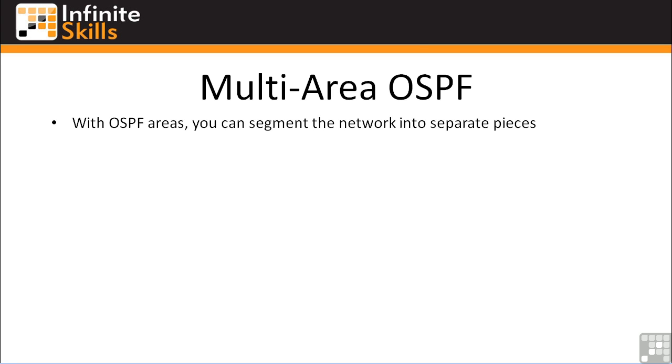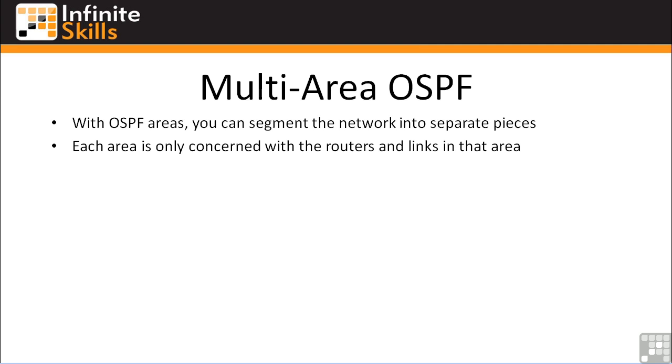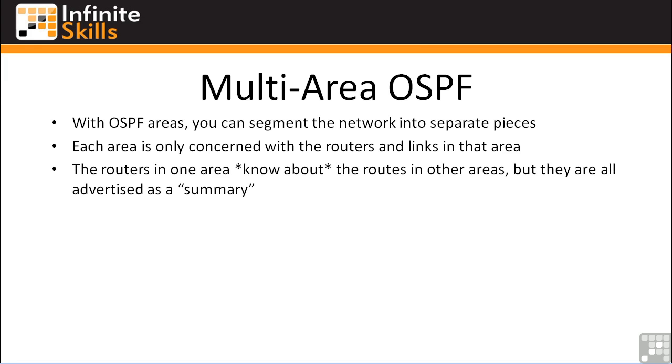With OSPF areas, you can segment the network into separate pieces. Each area is only concerned with the routers and links in that area. The routers in one area know about all the routes in the other areas, but they're all advertised as a summary from what's called the area border router. So you still have that full convergence, but a router losing a route or losing a network cable in Argentina won't affect routers in London, to use a global example.